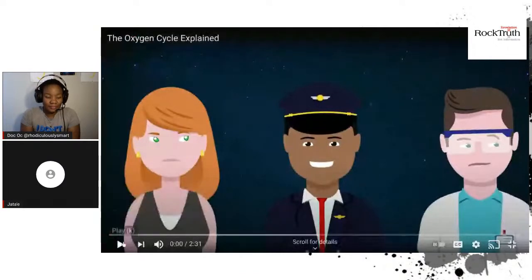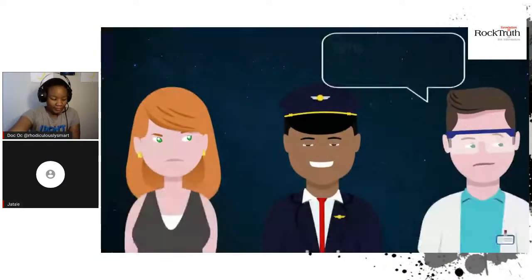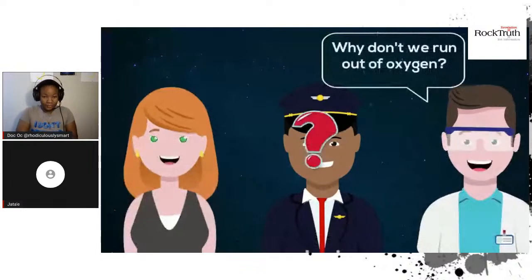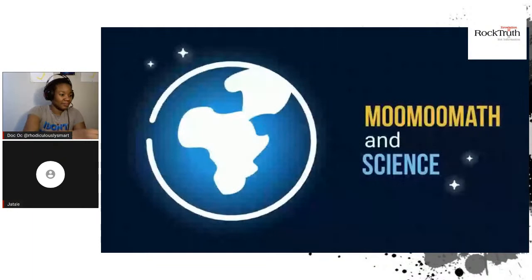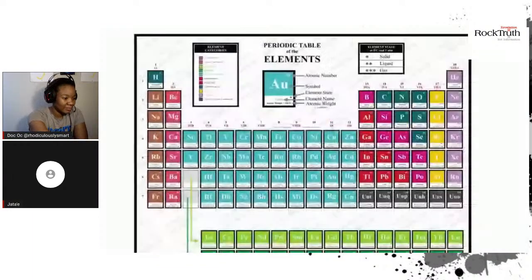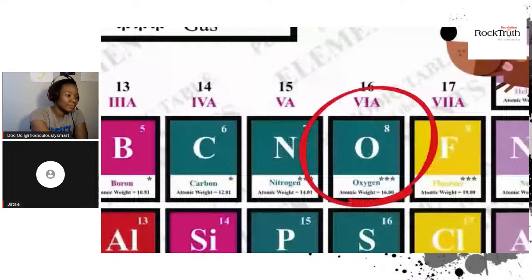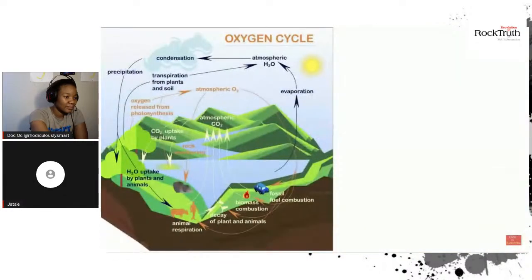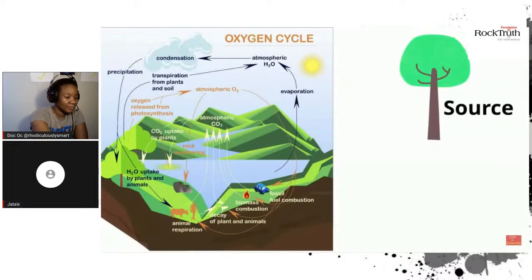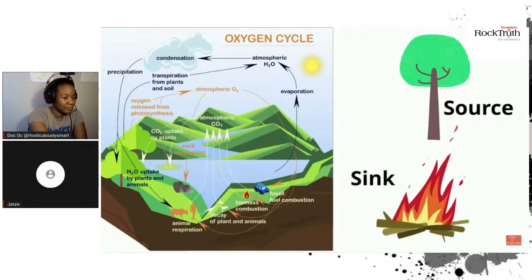Ever wondered why we don't run out of oxygen on Earth? Welcome to Moo Moo Math and Science and the Oxygen Cycle. The oxygen cycle involves the movement of oxygen between biotic, which are living factors, and abiotic, which are non-living factors. The oxygen cycle maintains the level of oxygen in our atmosphere. Processes within this cycle are considered either a source, oxygen production, or a sink, which involves oxygen consumption.